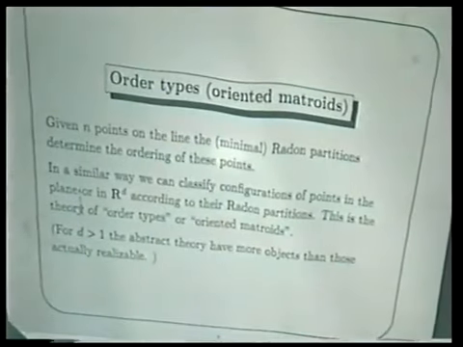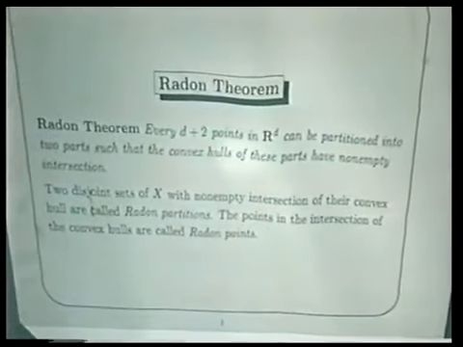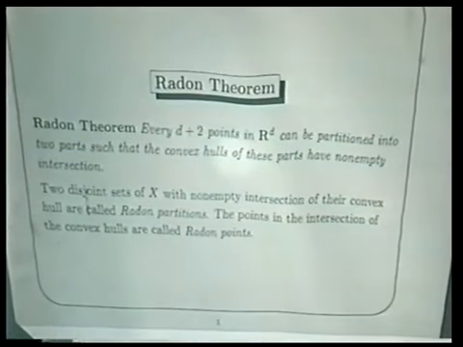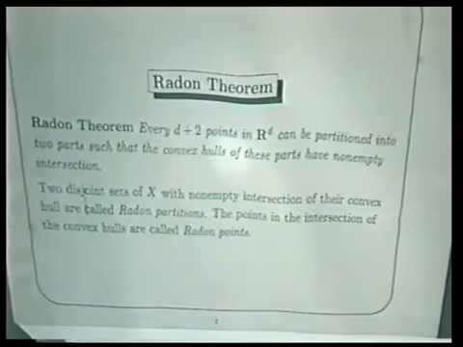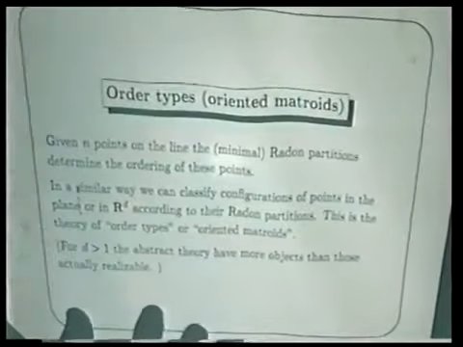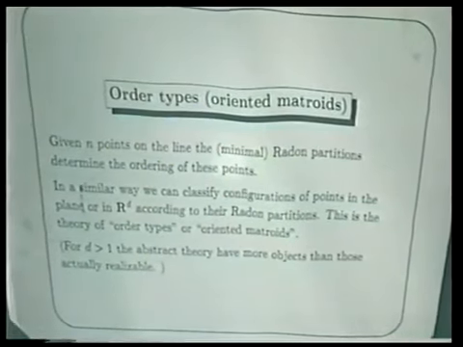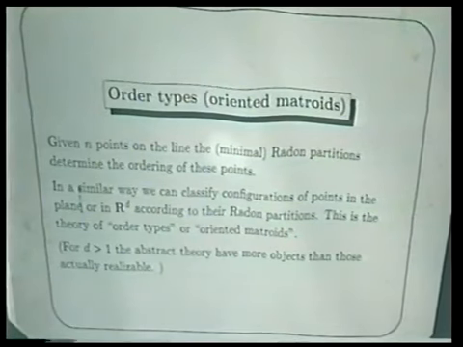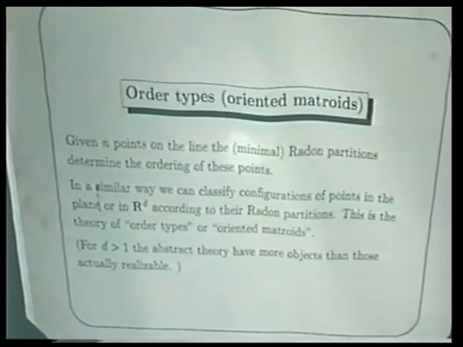Let me mention, I forgot to say, that such a partition is called a Radon partition, and the point which lies in the intersection of the convex hulls is called the Radon point. And if you have a collection of points on the line, then understanding the Radon partitions amounts to understanding the ordering of these points on the line.